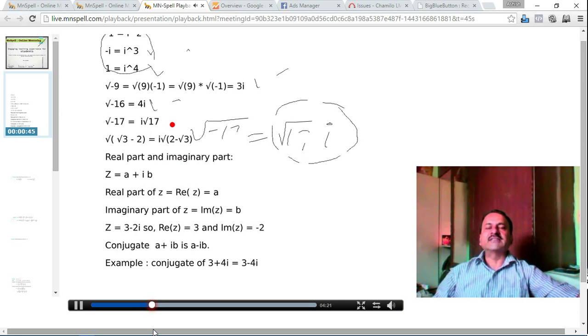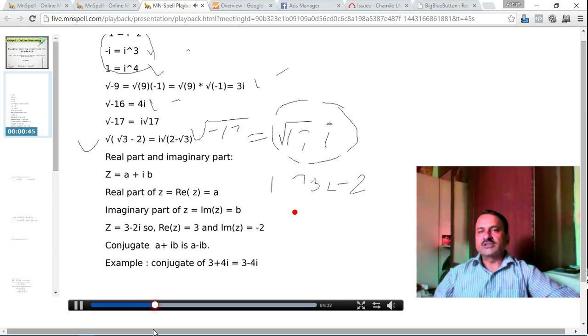If we come to the next example, this is root of root 3 minus 2. Root 3 minus 2. Root 3 means 1.732. Root 3 minus 2, this is a negative number. So what will we get? Root of root 3 minus 2, we will have to make it positive. We will write it 2 minus root 3. Now it is positive. We will have to put a root sign, and we will have to write i.